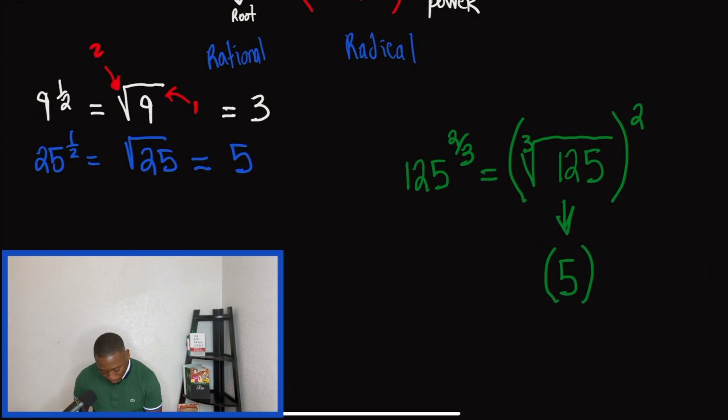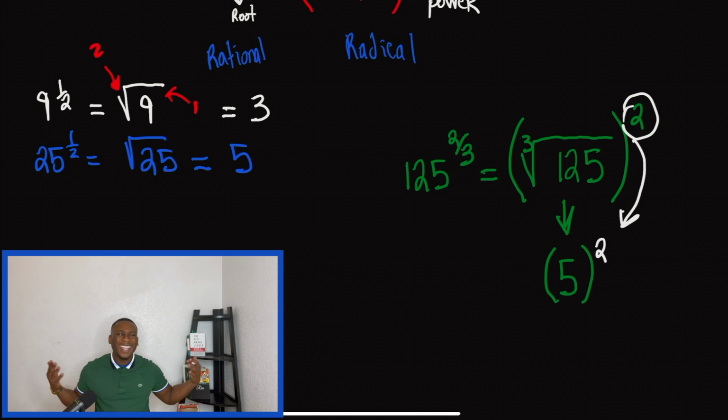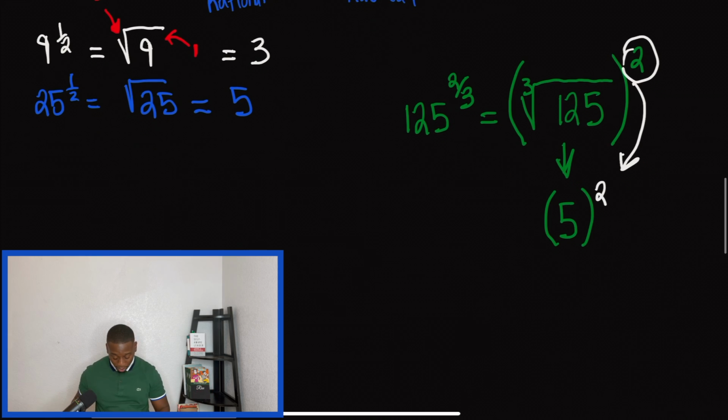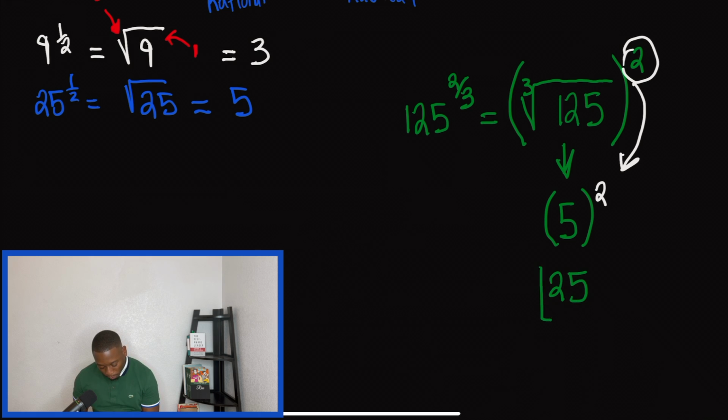So I'm still going to keep my parentheses, but we found the cube root, so the radical is gone. But what we cannot forget is this exponent. So now I bring it down and it's telling me, what is 5 squared? So our final answer for this problem would be 25.